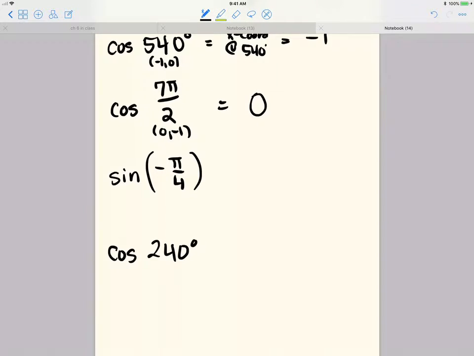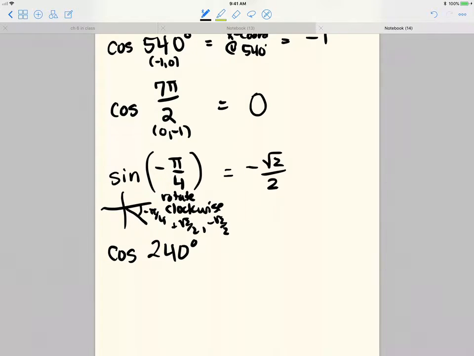Okay, negative pi over 4, it's a negative angle, so we'll rotate clockwise to get our negative angle. And negative pi over 4 is going to live down in the fourth quadrant because we're just going down 45 degrees. And that point was positive square root of 2 over 2 for the x-coordinate and negative square root of 2 over 2 for the y-coordinate. So if I do the sine of negative pi over 4, it's just negative square root of 2 over 2.